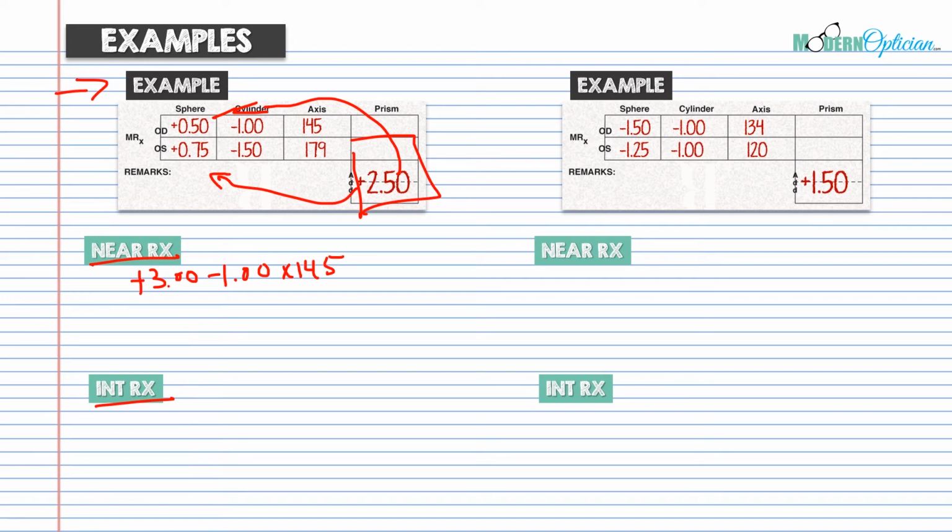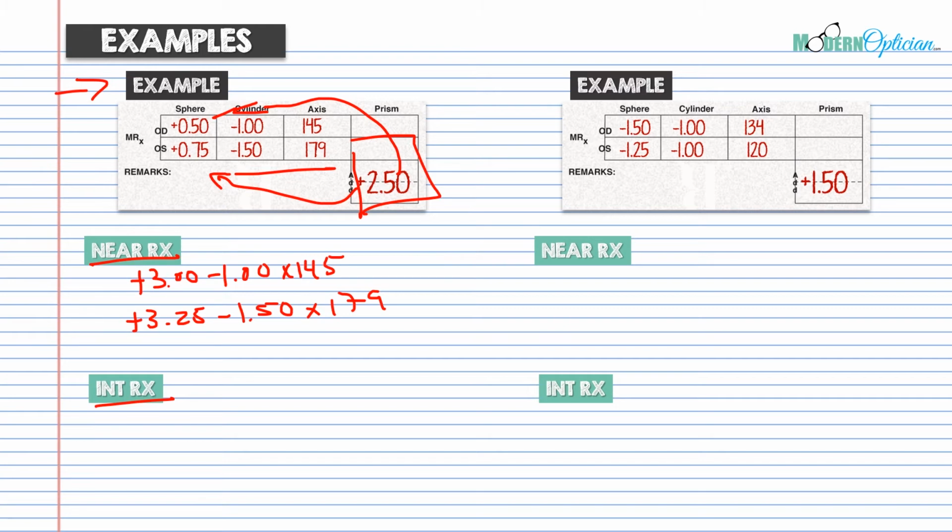We take the 2.50 and we apply it here. So we're now going to end up with a plus 3.25. We take the cylinder and the axis and just carry it over. Minus 1.50 at 179. Perfect. Pretty simple stuff.